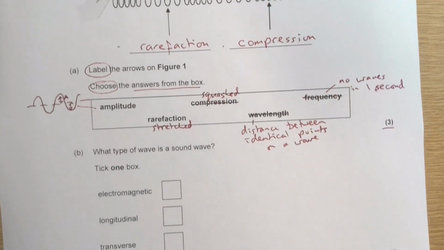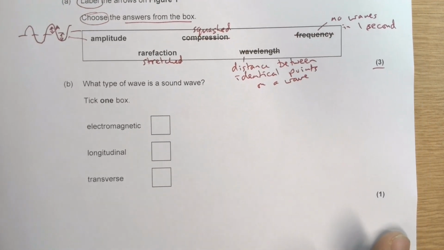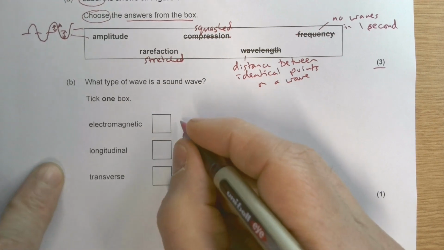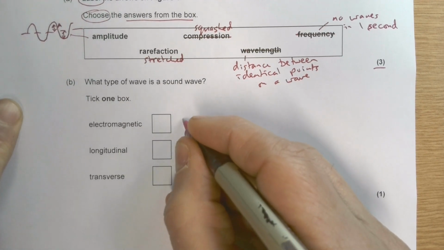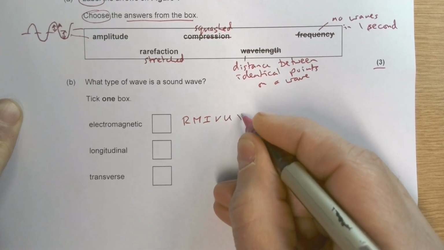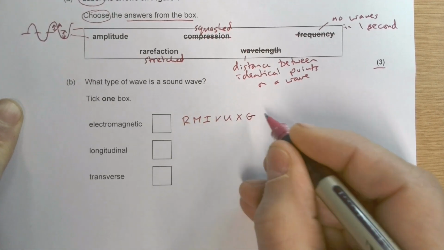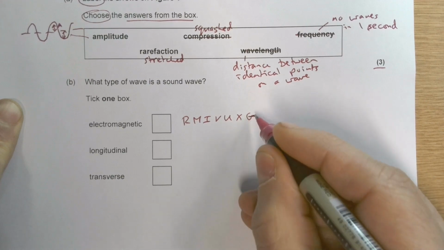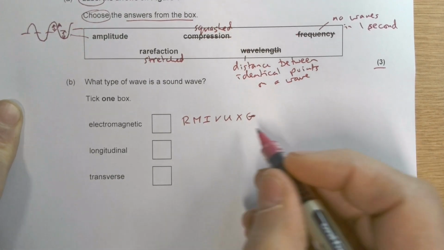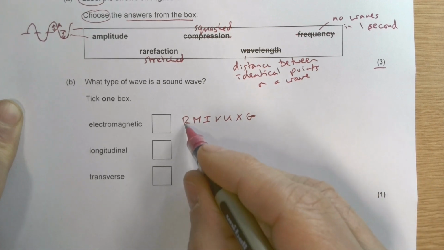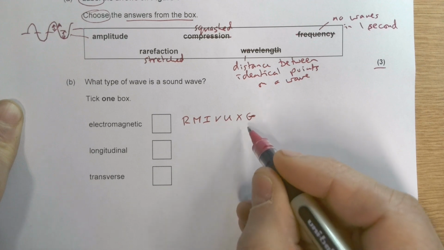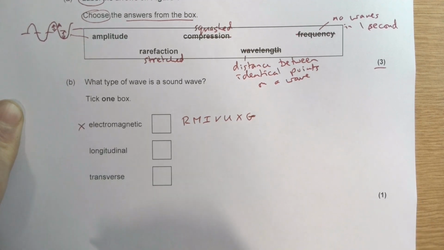Right, next question. What type of wave is a sound wave? Electromagnetic. We know the electromagnetic waves: rich men in Vegas use X-ray glasses. All these waves travel at the speed of light. All of them can travel through a vacuum, and sound is not one of them. So radio, microwave, infrared, visible, ultraviolet, X-ray, gamma ray. So it's definitely not that one.